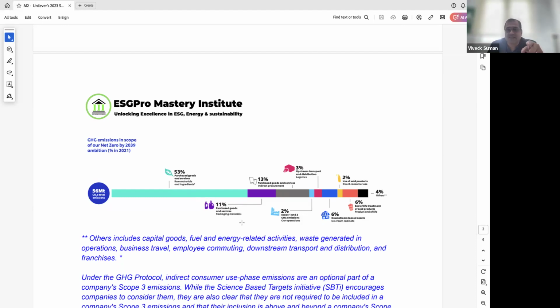Then you have 11% from purchased goods or packaging material. So here plastic comes in: the wrappers, the cartons, whatever plastic or packaging material you are using, that is the 11%, specifically when you are filling the Surf Excel, etc. in the bottle. Then comes 13% from goods and services of indirect procurement.